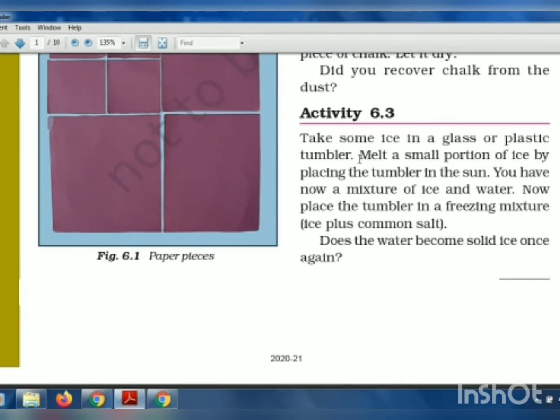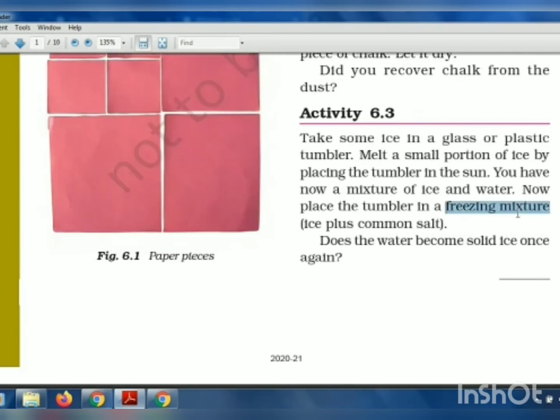Why? Because ice and common salt is called a freezing mixture. It does not allow the temperature of the ice to increase, because when the temperature increases, what happens? The ice starts to melt. So it maintains the temperature of the ice and does not allow the ice to melt. So you have to remember that the ice plus common salt mixture is called the freezing mixture.